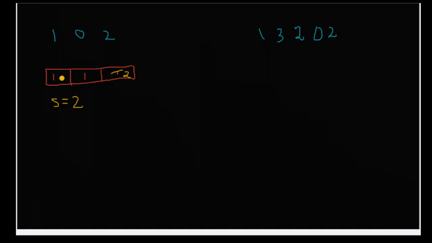So we'll store the maximum of candies of I or candies of I minus I plus 1 plus 1. So this is 1, this is 1. 1 plus 1, 2. So obviously the maximum is 2. So this is the distribution that's required.